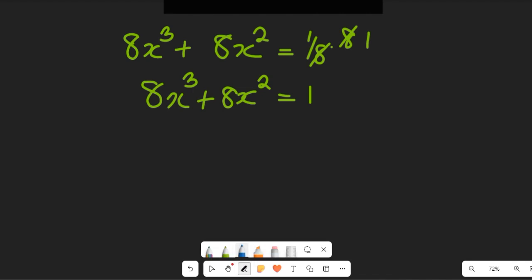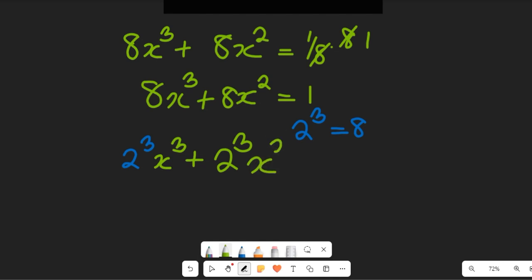Now I'm going to recall that 2 to the power of 3 is equal to 8. So I'm going to replace 8 with 2 to the power of 3, and then that will give me 2 to the power of 3 multiplied by x to the power of 3, plus 2 to the power of 3 multiplied by x to the power of 2, and this is equal to 1. Great.